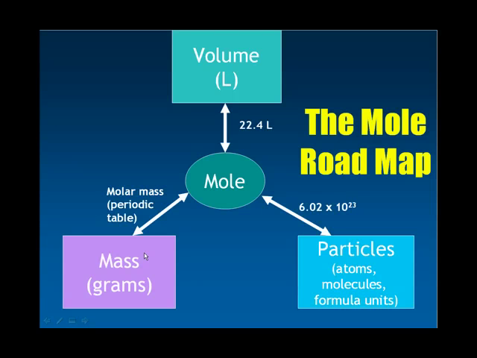Now, everything we've done so far has related back to the mole. And so this is called the mole roadmap. Okay, so here's the relationships that you've been working on the last few days. We have volume, which we just looked at, and as long as you're at STP, 1 mole is 22.4 liters. Okay, 1 mole is 6.02 times 10 to the 23rd particles. That's atoms, molecules, formula units. 1 mole can be measured in grams, the mass in grams, and that means we need to add up the molar mass off the periodic table. So this shows you how these all relate.